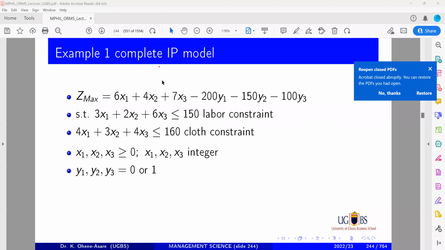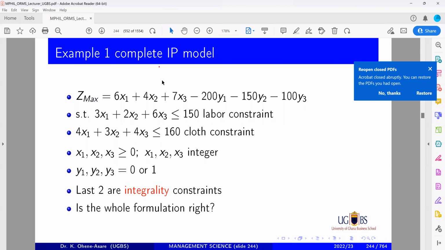Because if you were to formulate it like this, which we have done, which is basically all the information we have, and you were to solve it, this formulation will be wrong. So the question becomes, if it will be wrong, why did you do it? Well, not that it will be wrong as in wrong. It will be wrong because it's not complete.